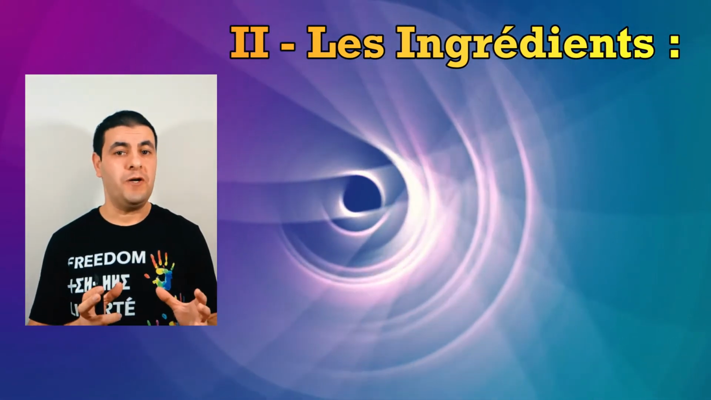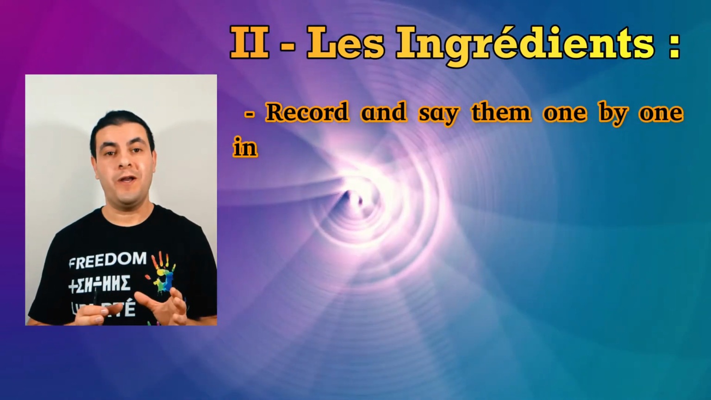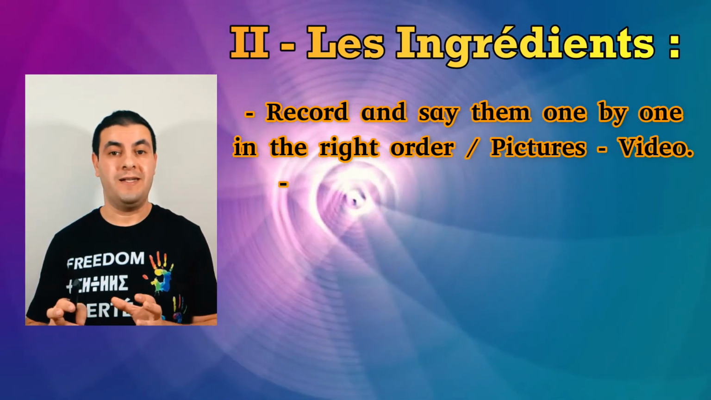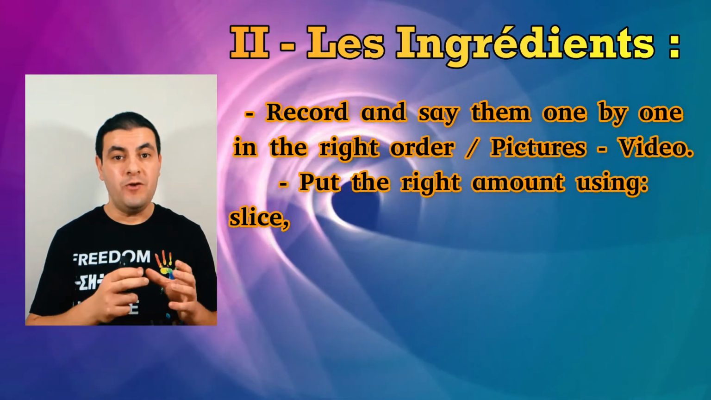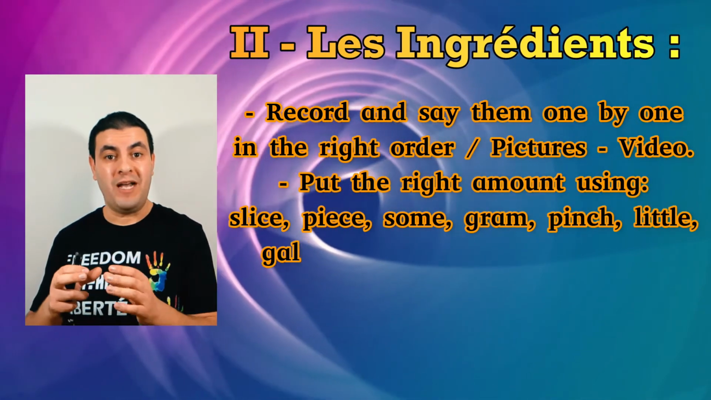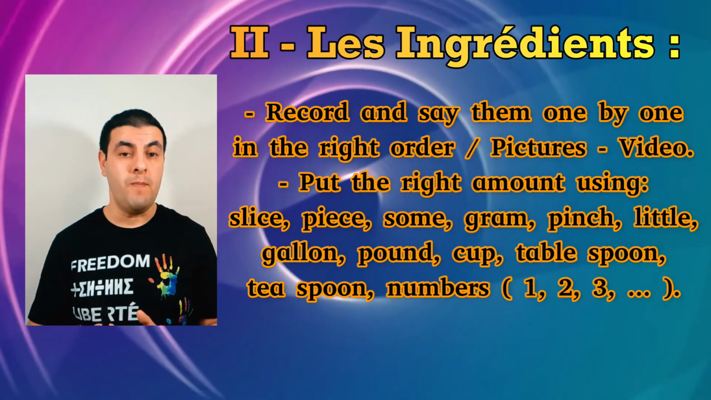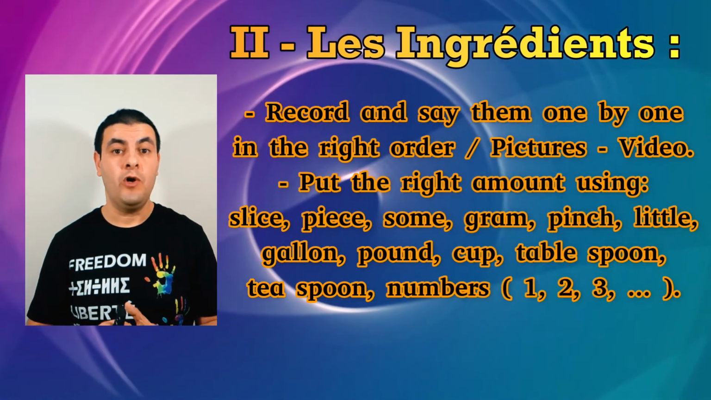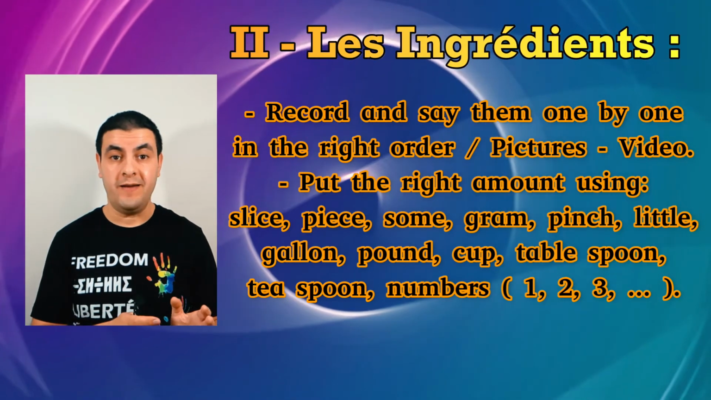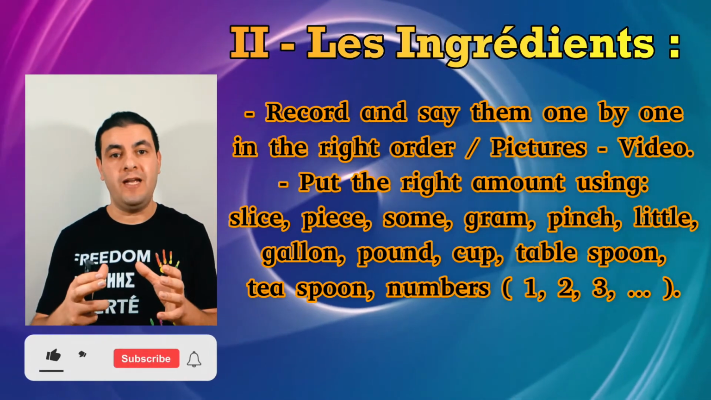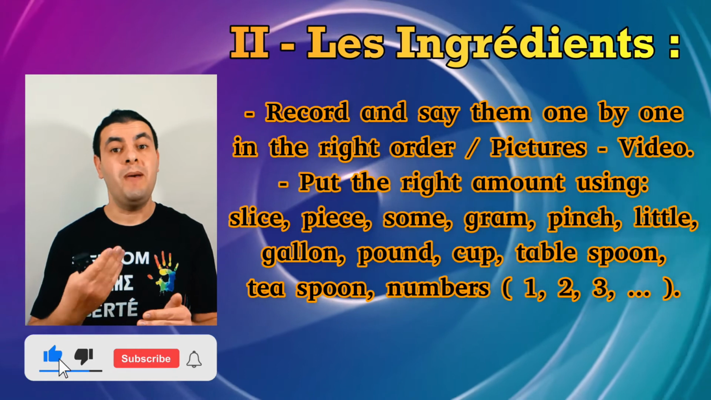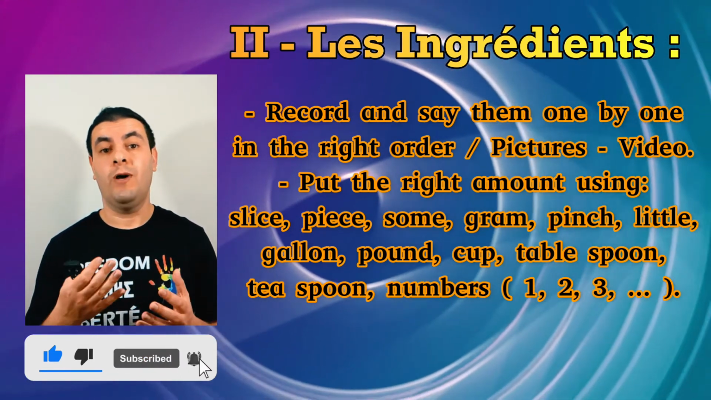You can put pictures for this part, or you can also record the ingredients, like you put them on a table and you start recording them one by one, talking on the camera. For the ingredients, guys, make sure you say the amount. For example, if you need 1 teaspoon of salt, you can put the picture of the container of salt, but you have to mention that you need only 1 teaspoon.